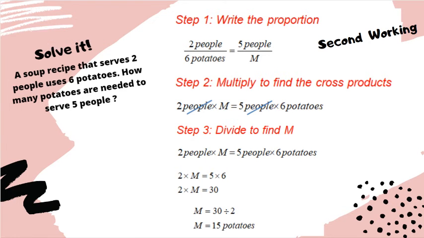So 2 times M is equal to 5 times 6, and 5 times 6 is equal to 30. It will become 2 times M equals 30. To find M, just divide 30 by 2. So 30 divided by 2 is equal to 15. Since M is the missing number of potatoes that 5 people use, it means that 5 people will use 15 potatoes. Study this step closely because this is a technique we will use often in algebra.